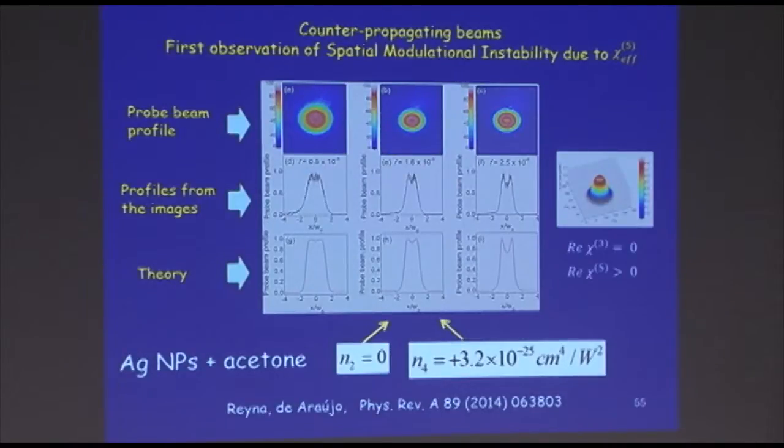So that's one effect which has been expected for a long time, since the beginning of nonlinear optics, but it's the first time that this kind of spatial modulation instability due to chi5 is shown experimentally. Due to chi3 it is very well known. Due to chi3 and chi5 you also expect to have that, but due only to chi5 is this one here. And this is the three-dimensional profile of the beam.